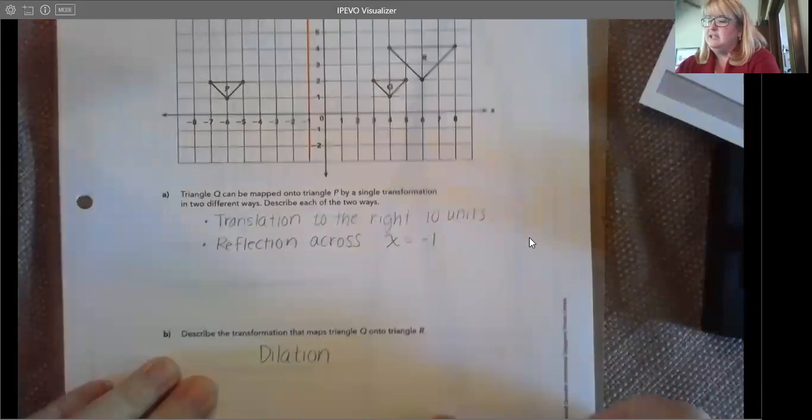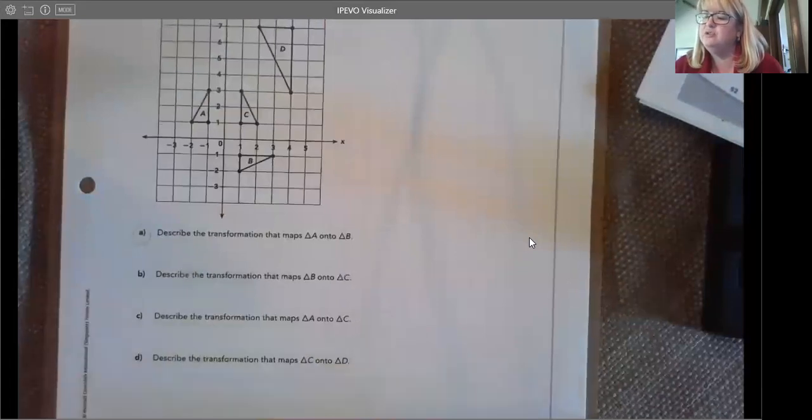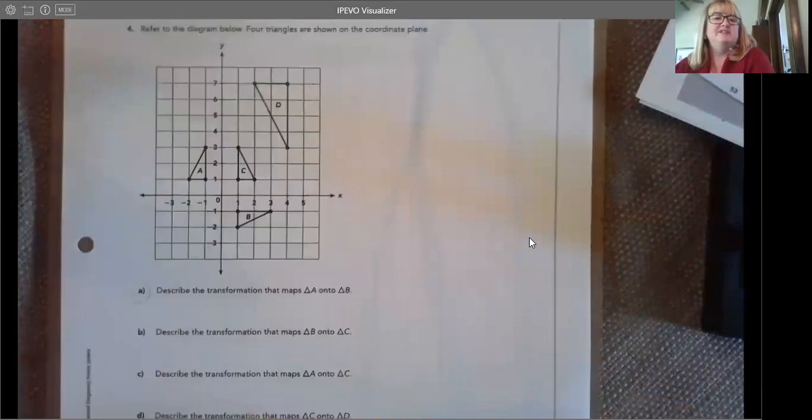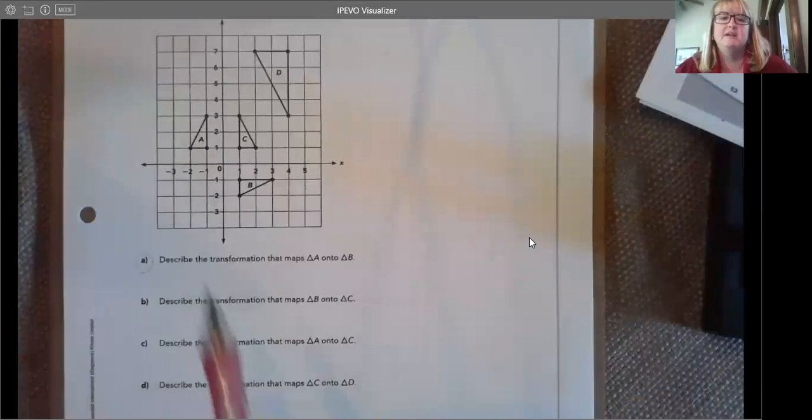All right, let's look at the next page. Refer to the diagram below. 4 triangles are shown on the coordinate plane. And then it says, describe the transformation that maps triangle A onto triangle B.